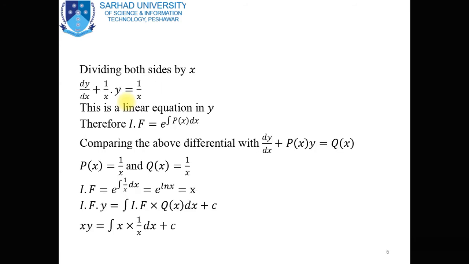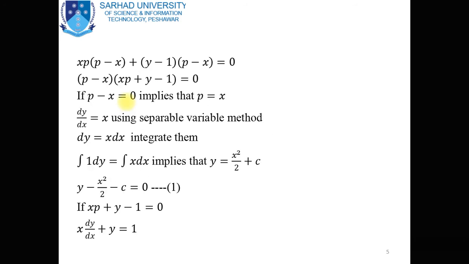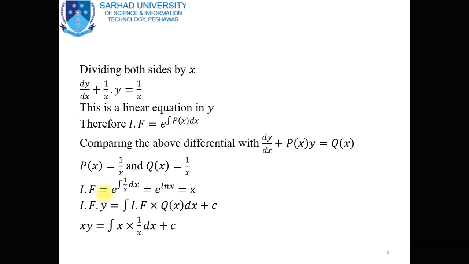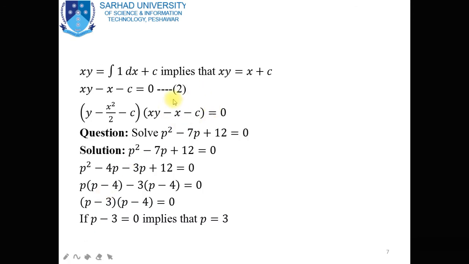In equation number 1, we obtained the solution of the first factor. And in equation number 2, we obtained the solution of the second factor. Now multiplying these two solutions, we obtain the overall solution of the given non-linear first order differential equation, which is (y − x²/2 − c)(xy − x − c) = 0. Now another problem: p² − 7p + 12 = 0.